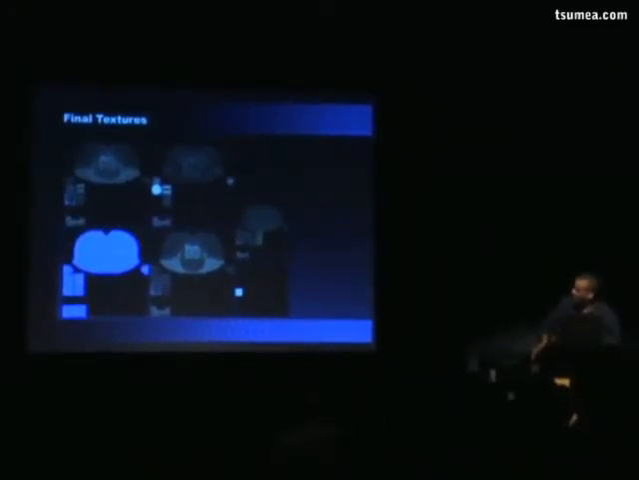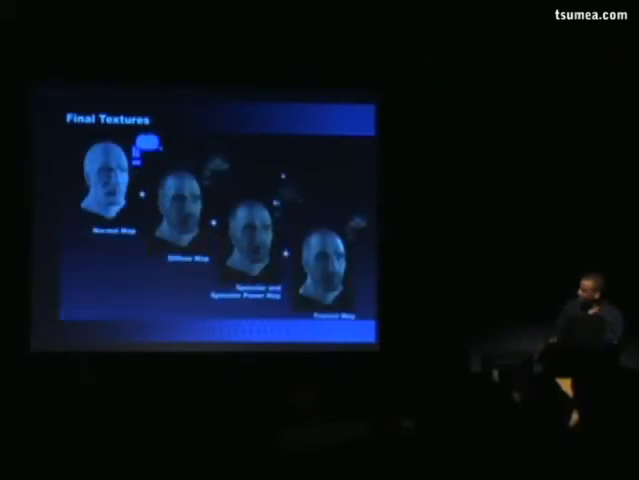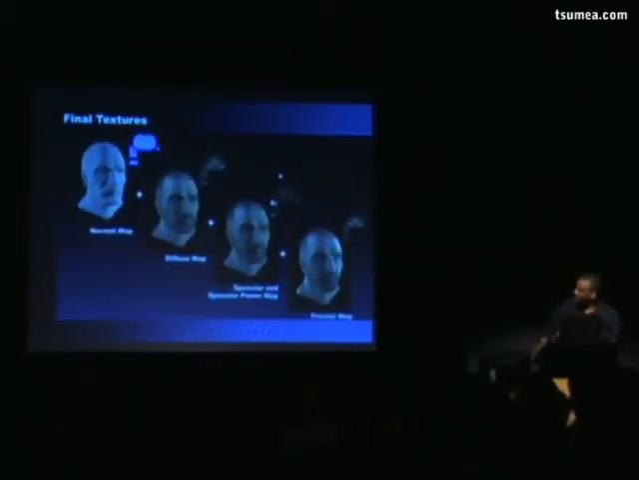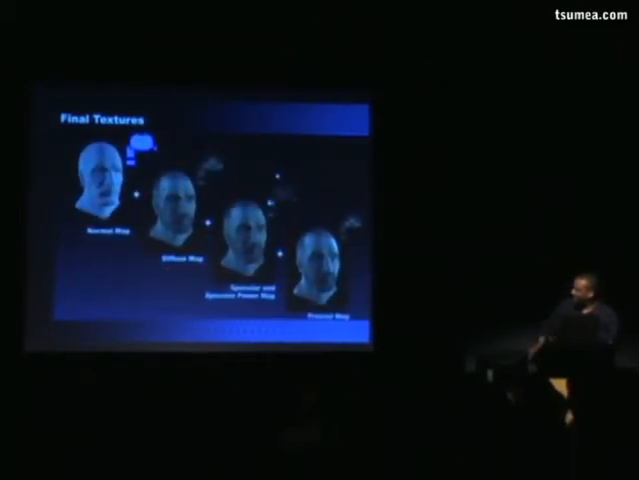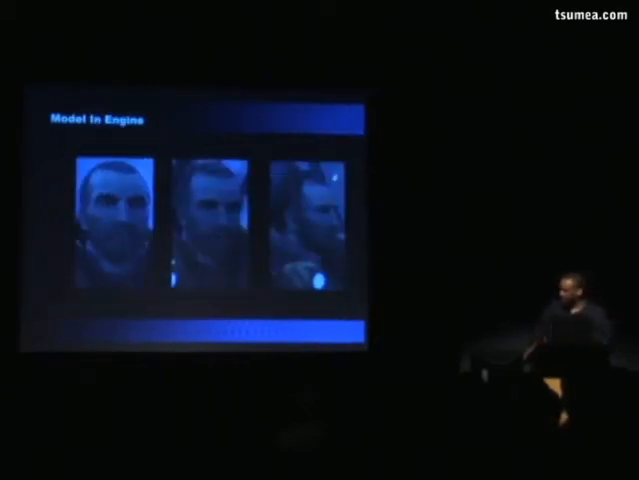And with the exception of the normal map for organics, all the other maps are a derivative of the diffuse map, whether that's falloff or Fresnel or specular transmission, specular power, and so on and so forth. And these are the different maps as we add them to the model in engine. And here's the final result here.